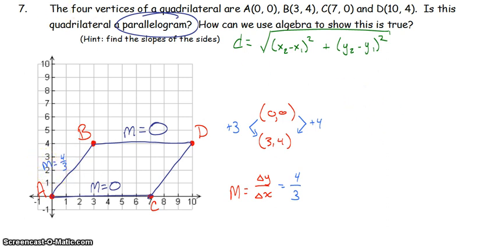If you check the slope of your other segment, segment DC, C is at 7, 0, D is at 10, 4, and check your jumps. 0 to 4 is up 4, 7 to 10 is up 3, so your slope is 4/3 again. By definition of a parallelogram, we've just shown opposite sides are parallel. So yes, quadrilateral ABCD would be a parallelogram.